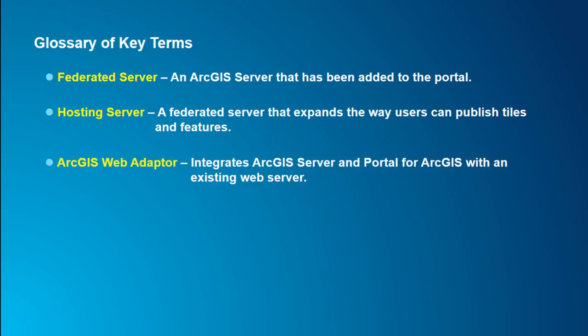Next, we have the hosting server. This is an ArcGIS Server that's been federated with your portal, but it's also registered with an ArcGIS Data Store. Once that's done and you've set that federated server as a hosting server, that allows you to publish hosted feature services and tiles and other features. Finally, we have the ArcGIS Web Adapter, which we went over, and that's just integrating your server and your portal with your existing web servers.